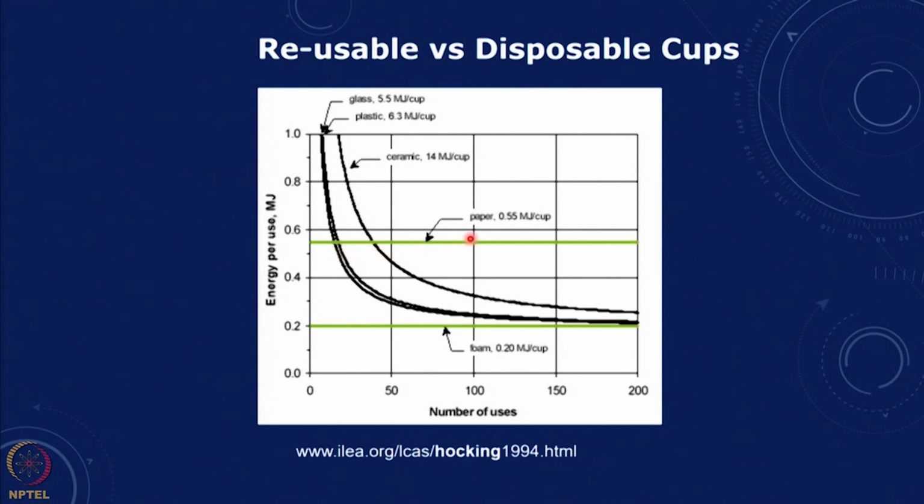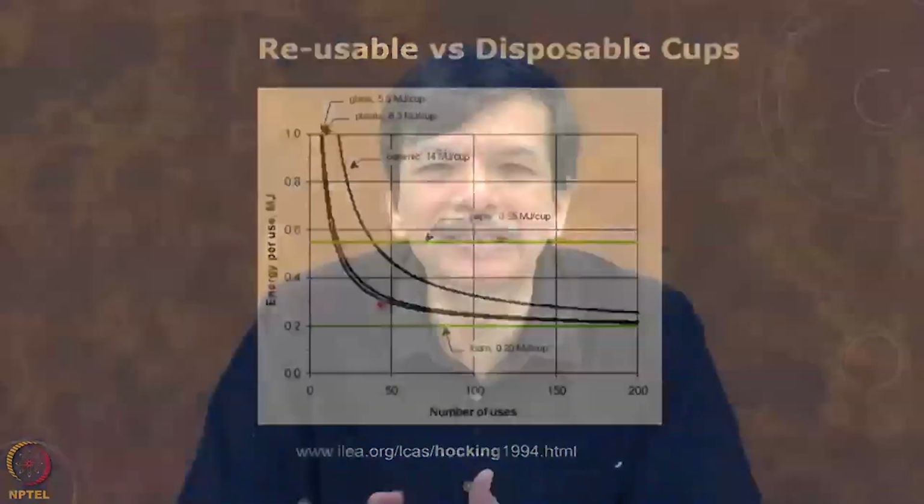So the paper cup turns out to be, and for the foam cup, you can see that the energy use is lower than the requirement for the reusable, until you go to a very large number. So this is interesting. Of course, if we change the assumptions and the way in which we process, the results may change.